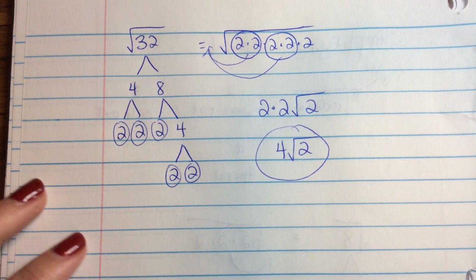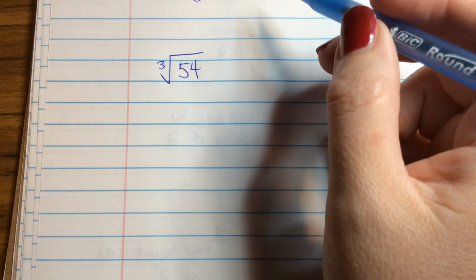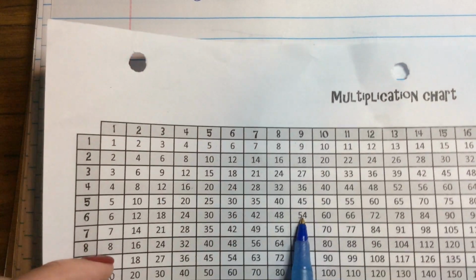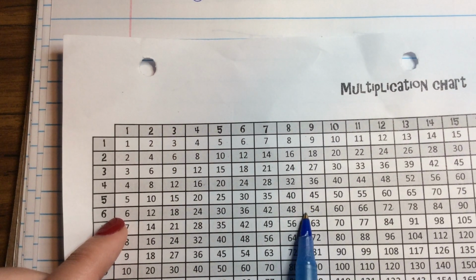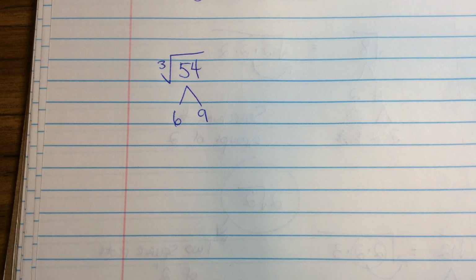If I was doing cube roots, I'll show you that. Maybe it'll make sense. If I was doing cube roots, I would be looking for groups of 3 instead of groups of 2. Okay, let's do the cube root of 54. Well, 54, if I look at my multiplication chart, is actually 6 times 9. This helps if you know your multiplication facts, but even if you don't know it, you do have tools that you can use.